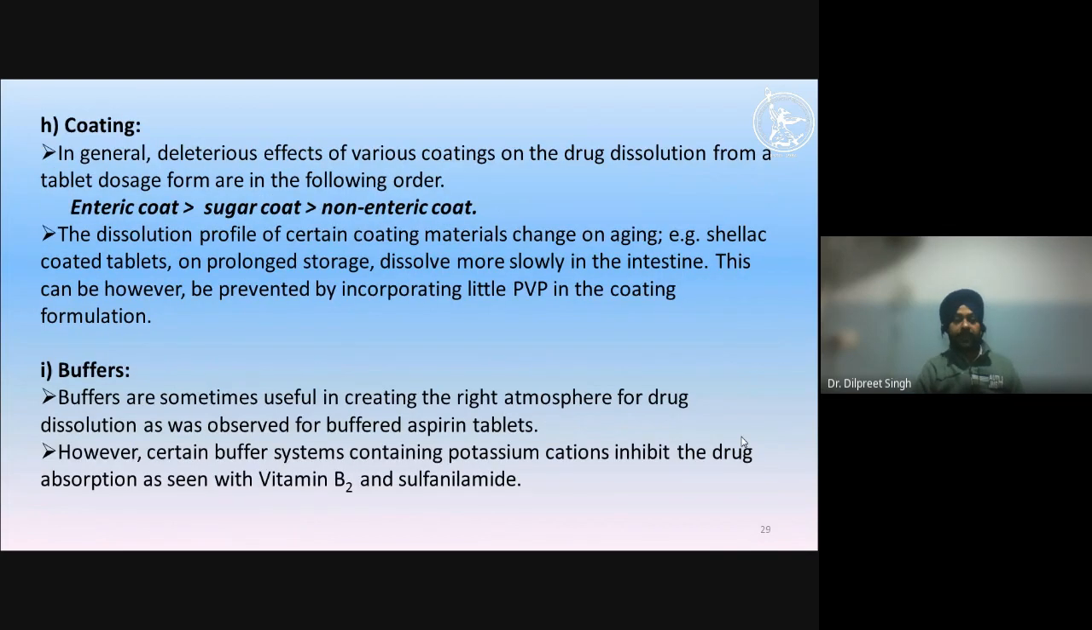Coating. Coating is one of the important parameters when we talk about the tablet taken orally. Different coatings exist pharmaceutically. There are basically two types: enteric coat, sugar coat, or non-enteric coat. Enteric coat exhibits greater bioavailability than sugar coat.